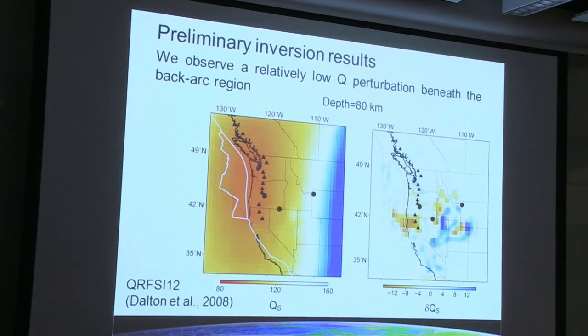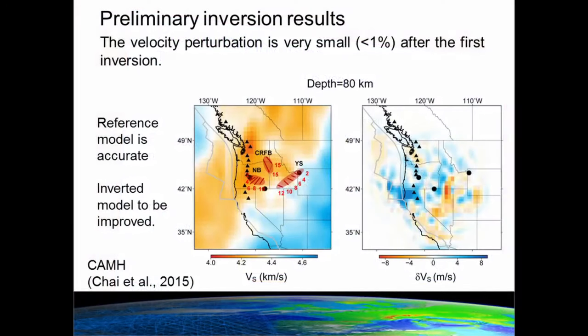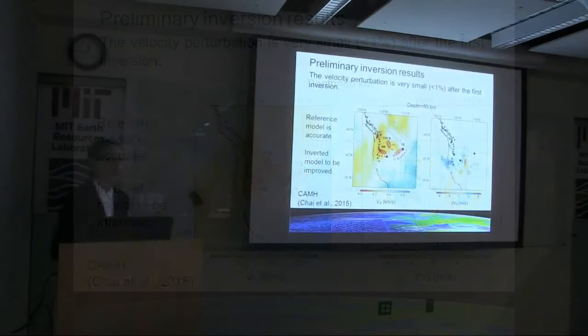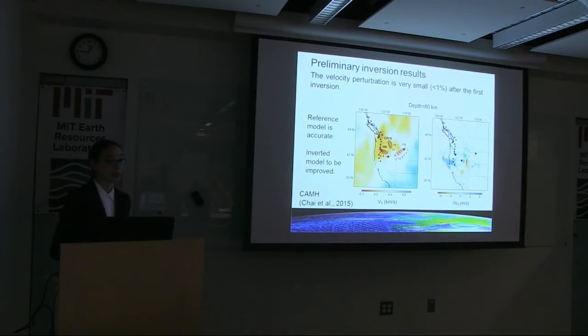Now, can you go back to the previous slide? Yeah. I'm just wondering, what do they use to get this kind of reference model? What kind of information do they use? So this model is taken from this work, where they used the receiver function, surface wave dispersion, and also the gravity joint inversion. Yeah.